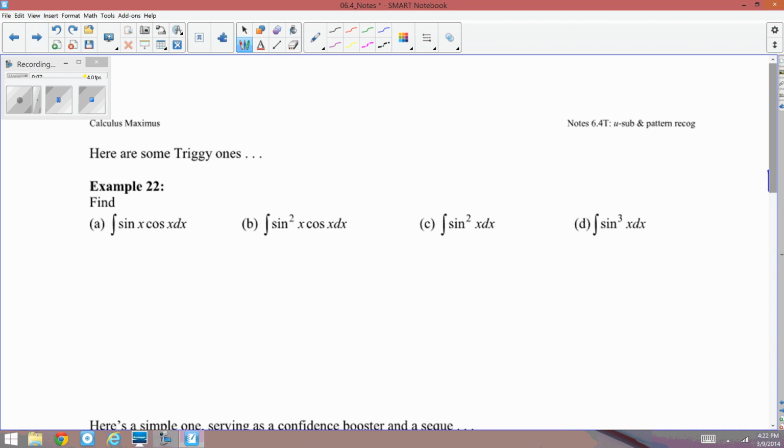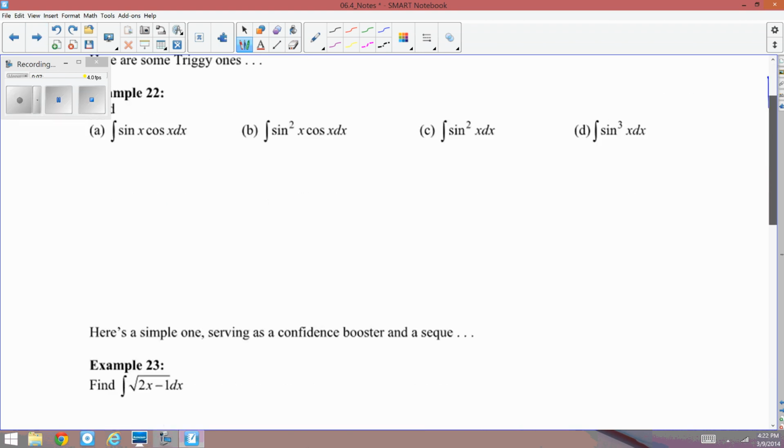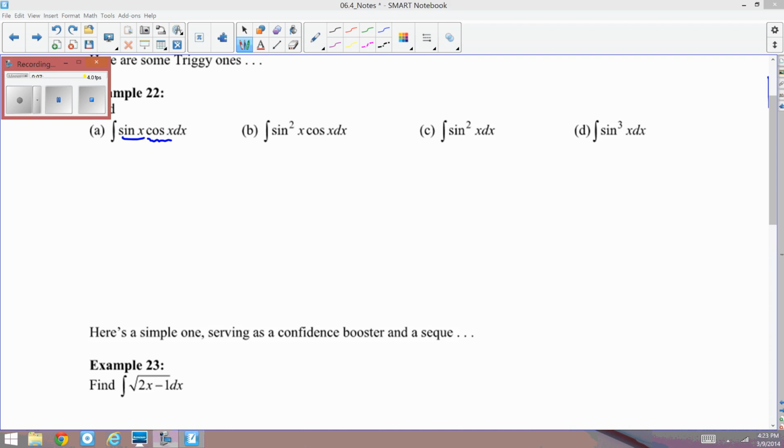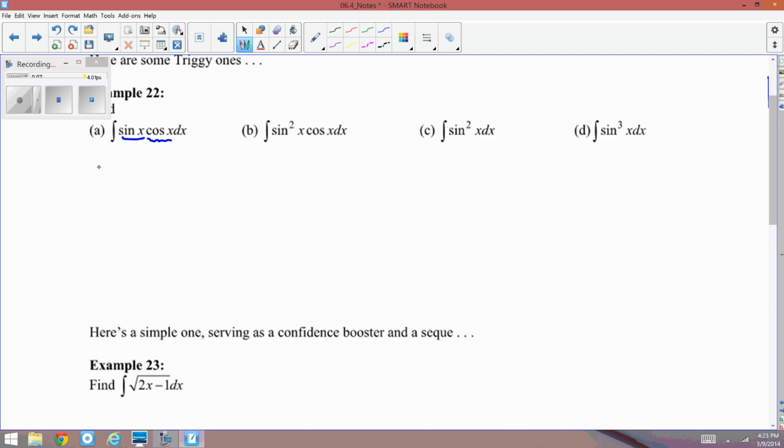Ooh, trig. So you can use U-Substitution or pattern recognition. Now I recognize that cosine is the derivative of sine. So this is going to simply be a power rule thing. Okay, add 1 to the power. So we have sine of x. Add 1 to the power, divide by the new power. Don't forget your plus c. That was pretty good.